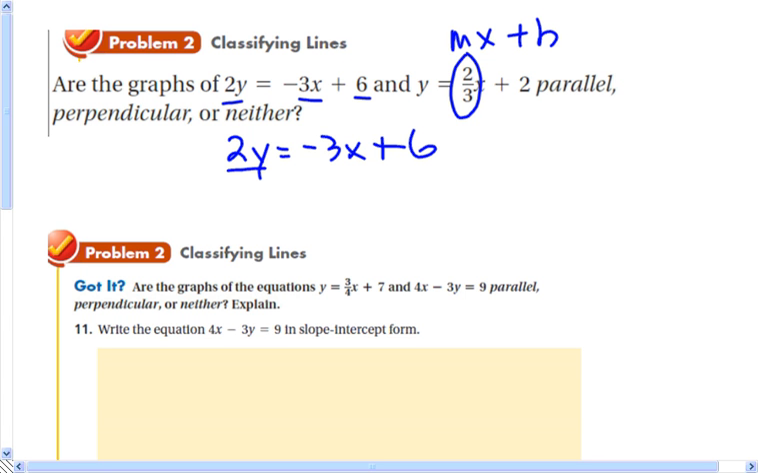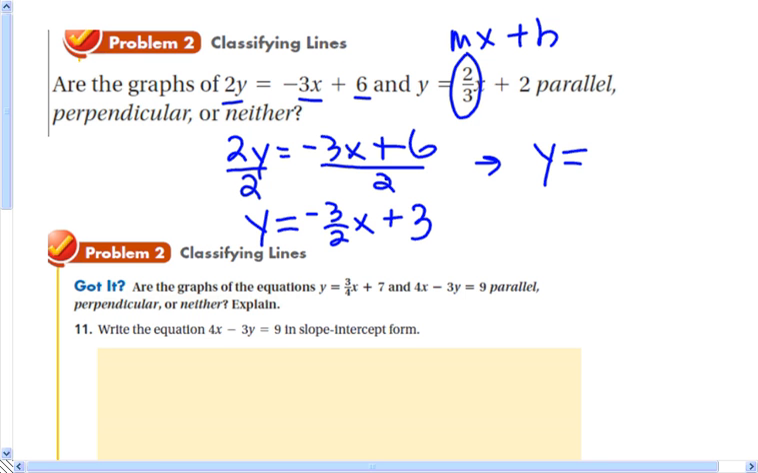We can easily see the slope if we divide both sides by 2 and put it in slope-intercept form. That gives us y equals -3 divided by 2, and I'm just going to leave that like a fraction, x plus 6 divided by 2, which is 3. Now we can see the slope is -3 over 2.